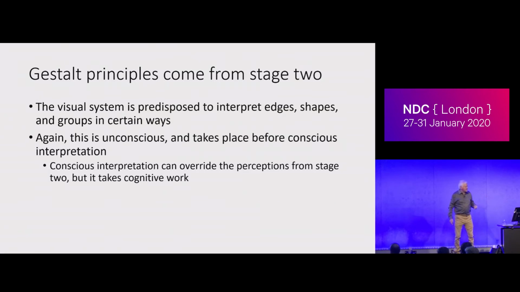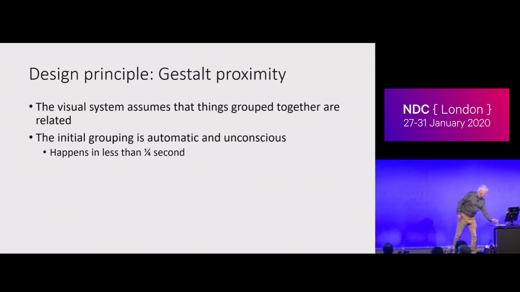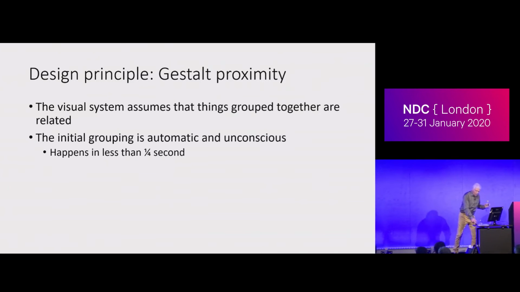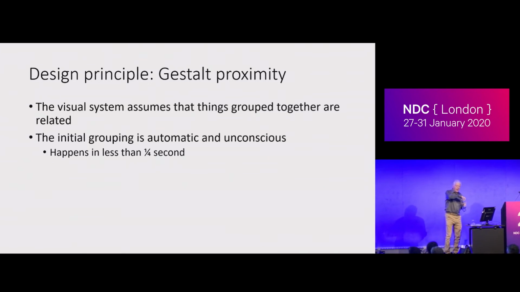Gestalt principles do come from that stage 2, and it's unconscious with the ability to override it if you need to. Let's take a look at Gestalt proximity in a little bit more detail. First of all, if you put things together that aren't appropriate in some fashion, there are problems with that because people have to, number one, reinterpret the results, but number two, if you put something too close to something else, then that raises the risk of picking the wrong thing by mistake.